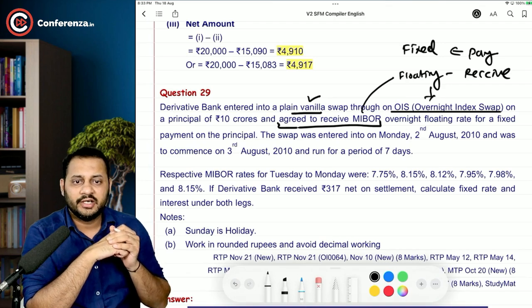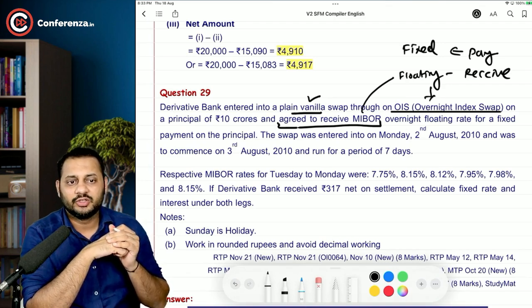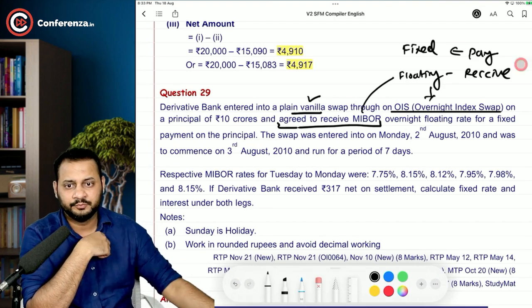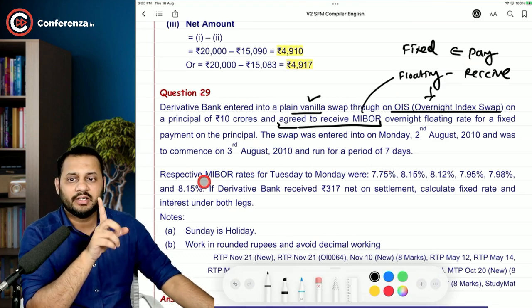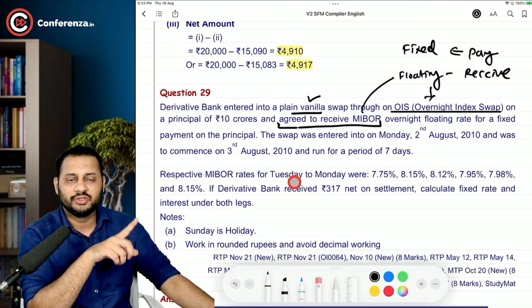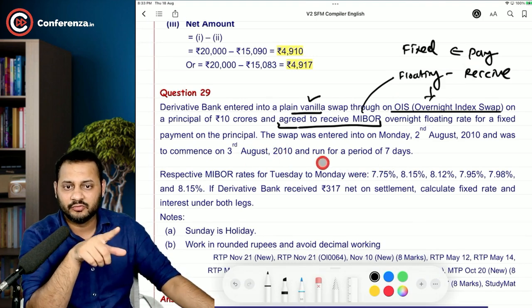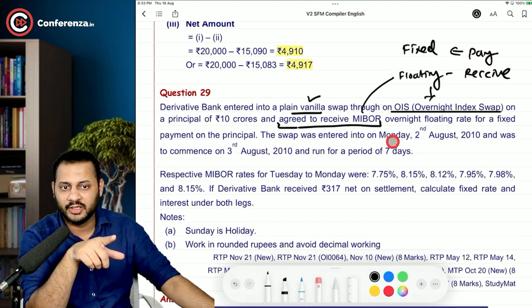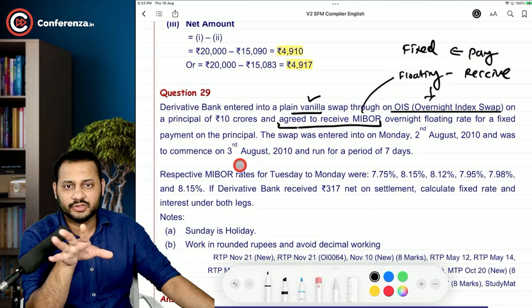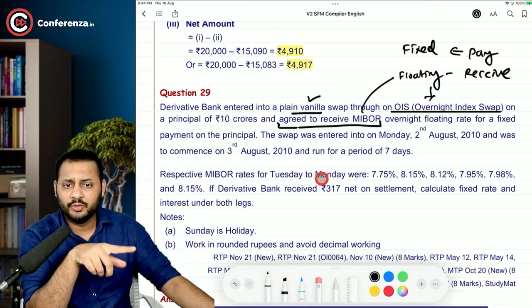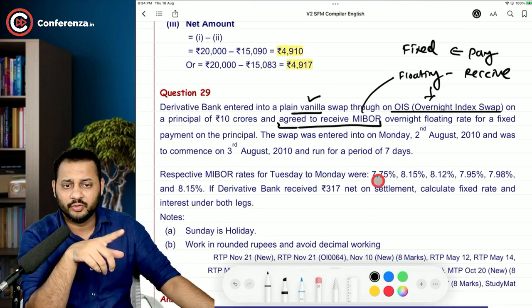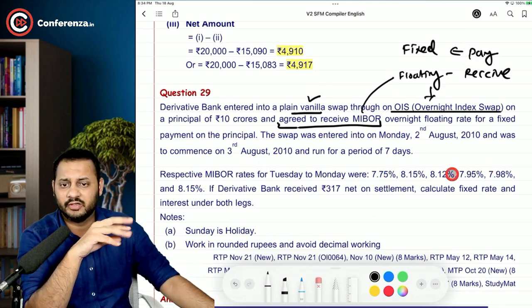The swap was entered into on Monday, 2nd August 2010, and was to commence from 3rd August 2010 and run for a period of 7 days. Respective MIBOR rates for Tuesday to Monday. It has to run from Tuesday, 3rd August, because on Monday it was 2nd August. On Tuesday it will be 3rd August, and it has to run. So from Tuesday to Monday, the MIBORs are given to you, 7.75, 8.15 and so on.